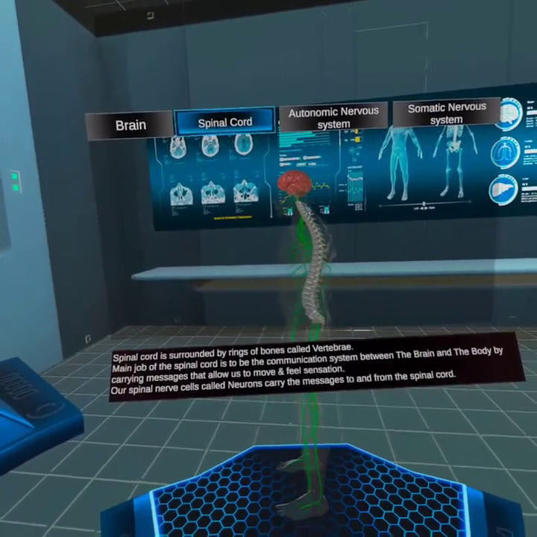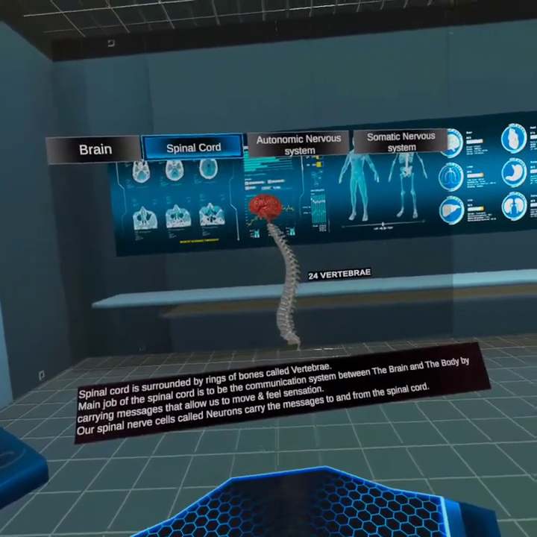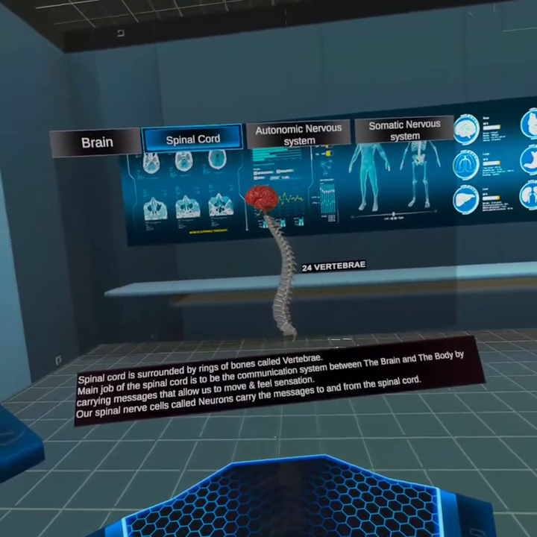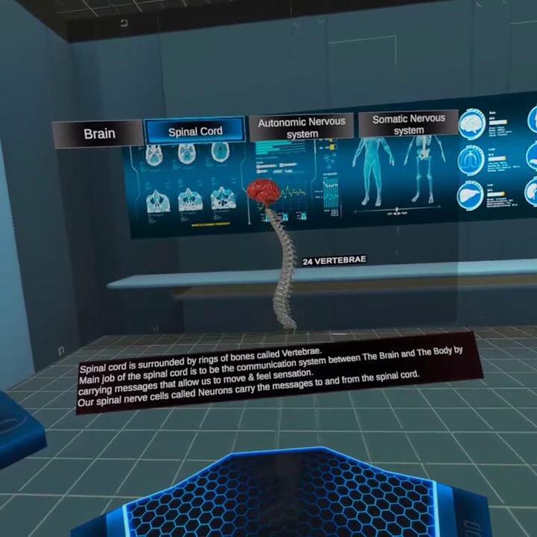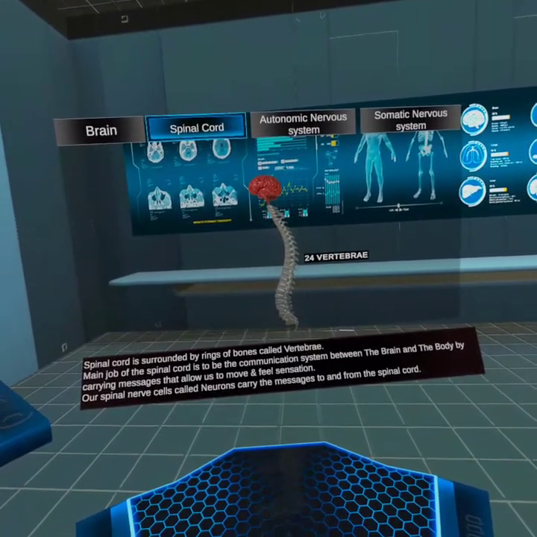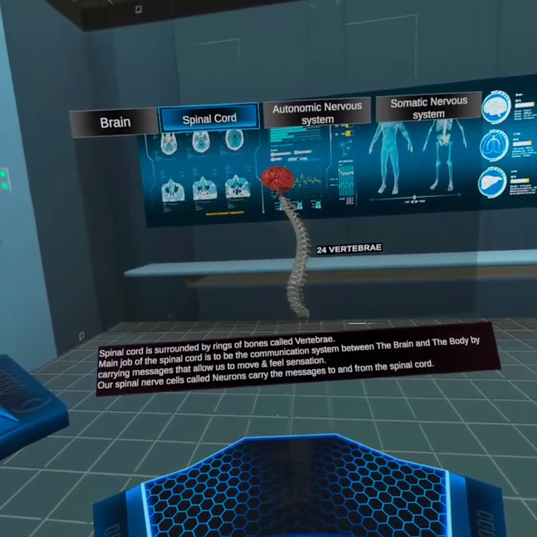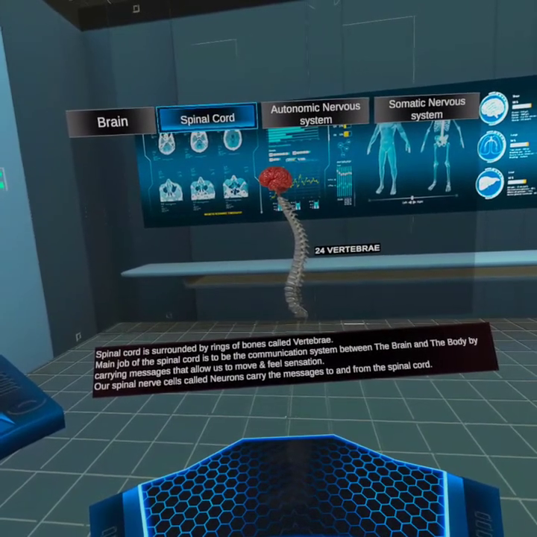Spinal cord is surrounded by rings of bones called vertebrae. The main job of the spinal cord is to be the communication system between the brain and the body by carrying messages that allow us to move and feel sensation. Our spinal nerve cells called neurons carry the messages to and from the spinal cord.